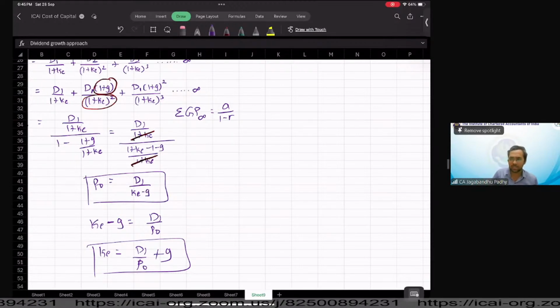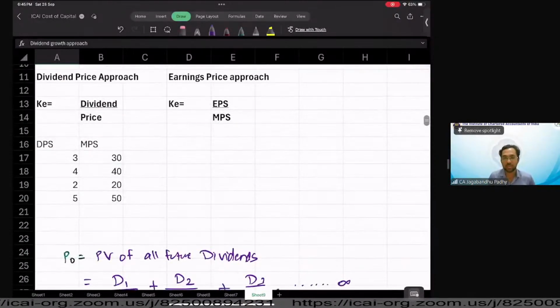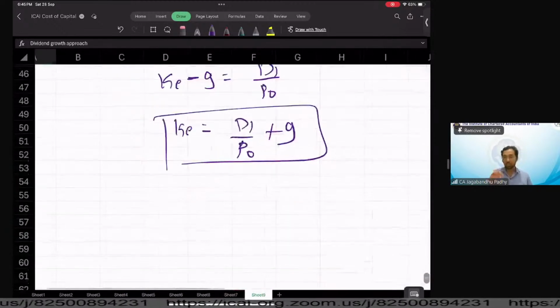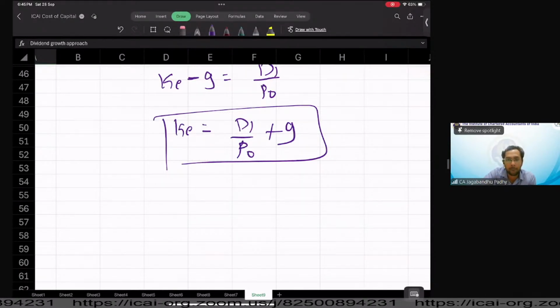Just hold on. The next point is the same thing that we are going to discuss: if the dividend is growing not at a constant rate but at some different rate, how do we compute that? So right now, what we have done is the dividend price approach, which is dividend upon price. The earnings price approach is EPS upon MPS. Then we have the dividend growth model, which is the constant growth model, D1 upon P0 plus g. Are all three models clear till now, everyone? Yes.